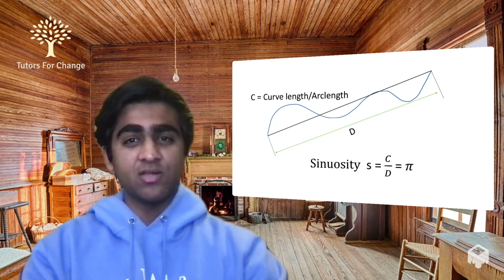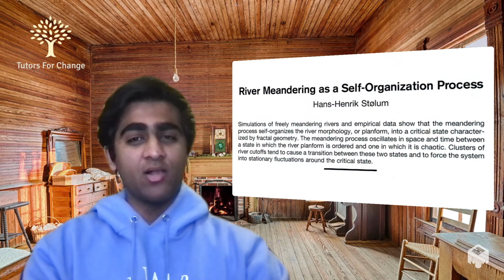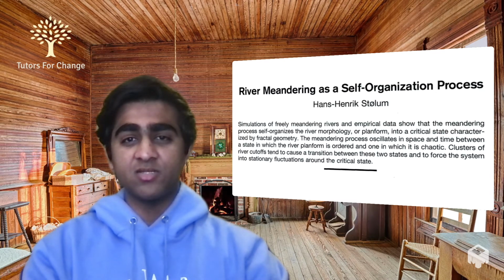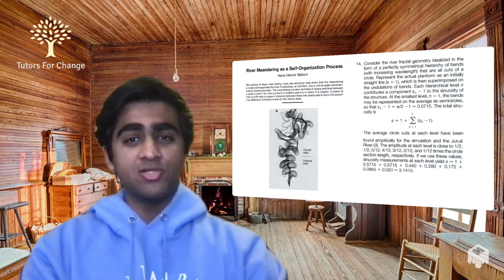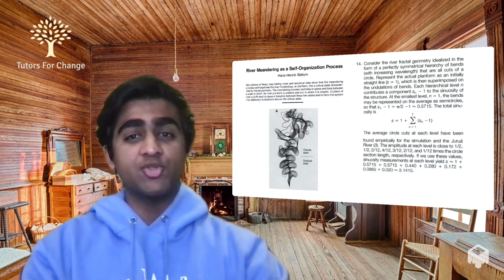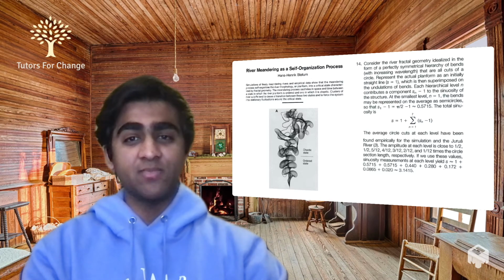How is this possible? Well, in 1996, a physicist named Stolum published a paper in Science that used fluid dynamics to characterize meandering river systems. He used fractal geometry to show that the average sinuosity of a river should be pi. Let's gain some intuition for why this might be the case.